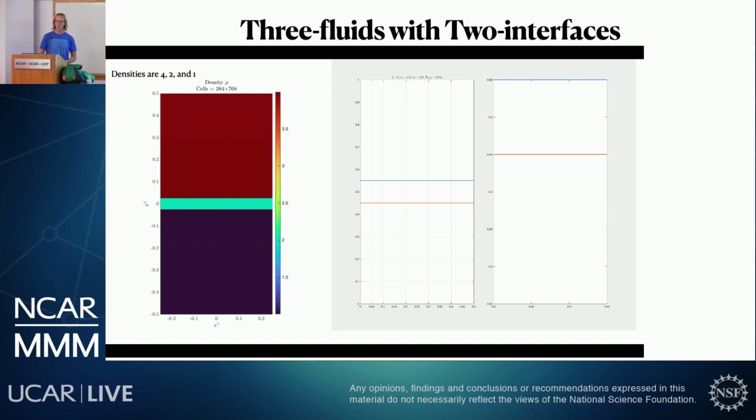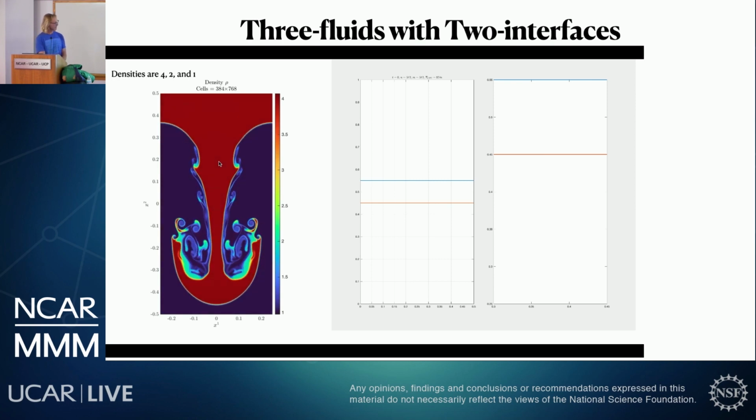Let's go to 3 fluids with 2 interfaces. Here the red fluid is density 4, the green fluid is density 2, and the blue fluid is density 1. Both interfaces are unstable, with very small cosine perturbation. And here's what you get on the right. Again, this is 348 by 768 cells. For us, this is somewhat high resolution. This again took about 10 hours.